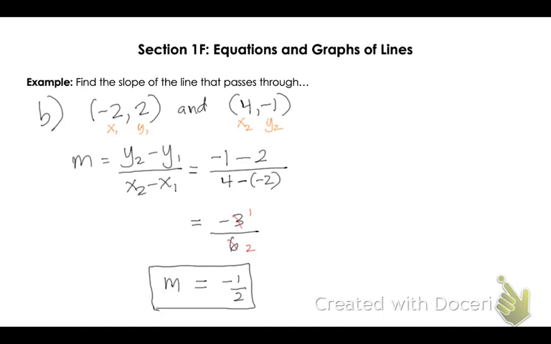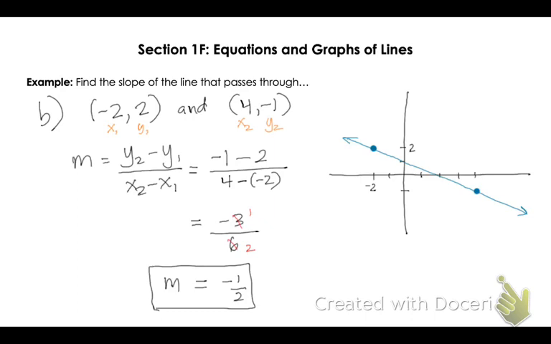But let's plot those points and see about that ratio, that -1 to 2, and maybe figure out what that negative means. Okay, so I need the point -2, 2. And then we want the point 4, -1. 1, 2, 3, 4, -1. All right, so there's my line. I'm just going to connect the dots.